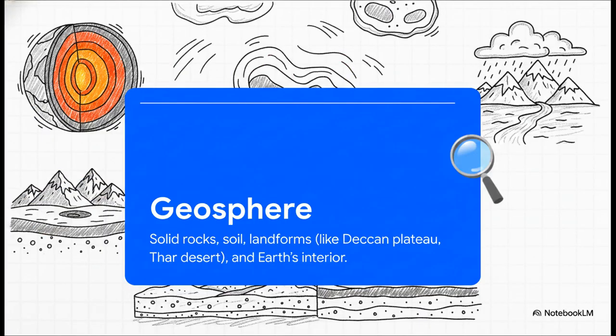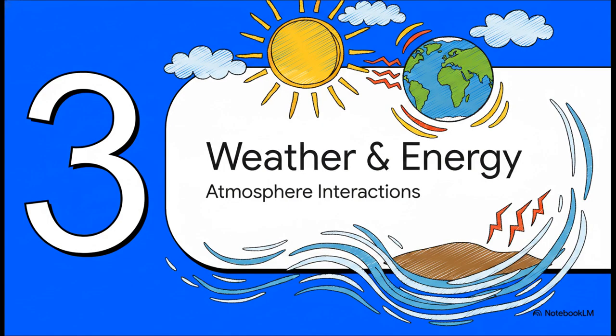Let's actually define one of those major spheres right now, the geosphere. When scientists talk about the geosphere, they mean all the solid stuff. The rocks, the soil, the landforms, and the hot interior of the Earth itself. To picture it, think of the massive rocky Deccan Plateau down south, or the shifting sands of the Thar Desert. Those are prominent physical features of our geosphere, and they interact every single day with the air and water around them. All right, let's jump to Section 3, weather and the atmosphere.